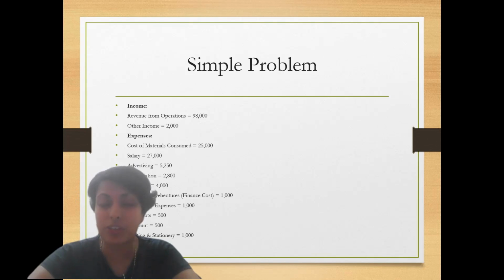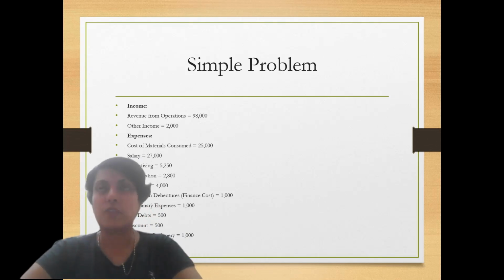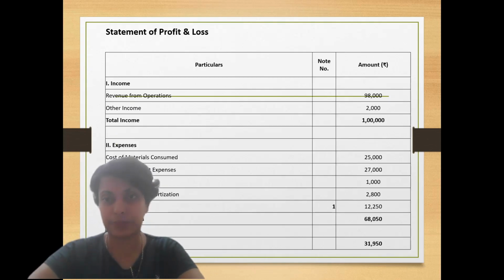Preliminary expenses, according to Ind AS 38, we cannot include as intangible assets. It has to be written off in the same period when it was incurred. So preliminary expenses will be treated under other expenses. Then we have bad debts. Bad debts also under other expenses. We have discount allowed. If nothing is mentioned, it is discount allowed. That also will be recorded under other expenses. Then we have printing and stationery, again under other expenses.